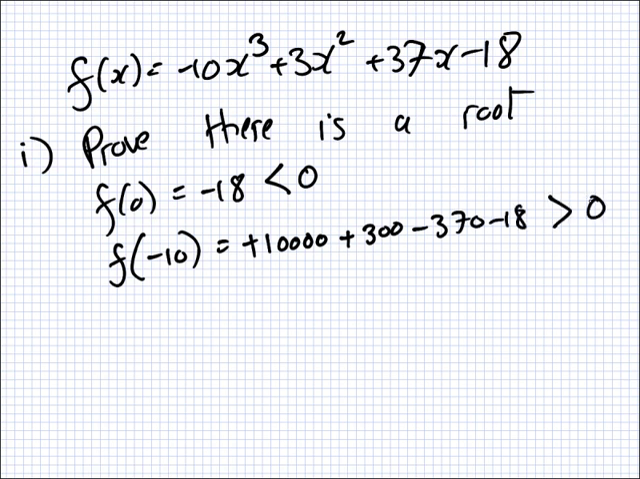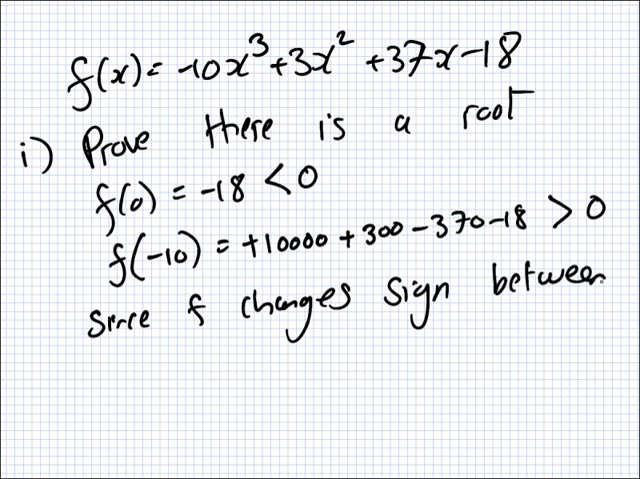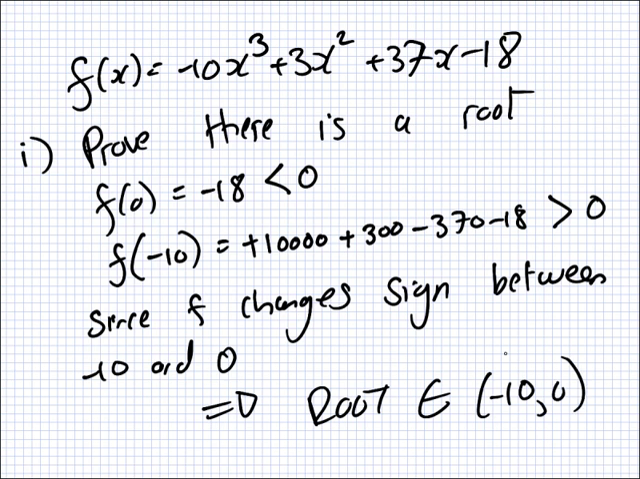Okay, that's positive. Yeah. So, since f changes sign between minus 10 and 0, that means there's a root somewhere between minus 10 and 0 because it changes sign. So can I not write the things? No, because in the exam this question is 3 marks and you get 1 mark, 1 mark, 1 mark. Yes, it's true.